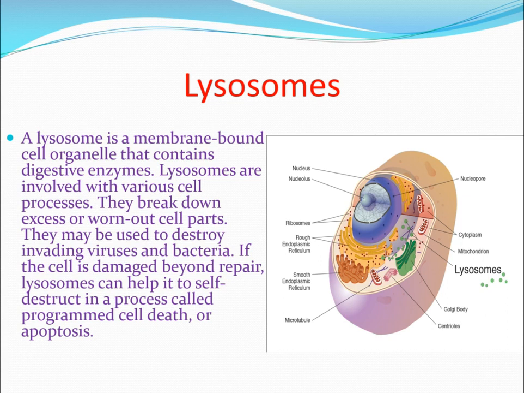They break down excess or worn out cell parts. They may be used to destroy invading viruses and bacteria. It also acts as an immune system for the cell, destroying invaded viruses and bacteria. If the cell is damaged beyond repair, lysosomes can help it self-destruct in a process called programmed cell death.